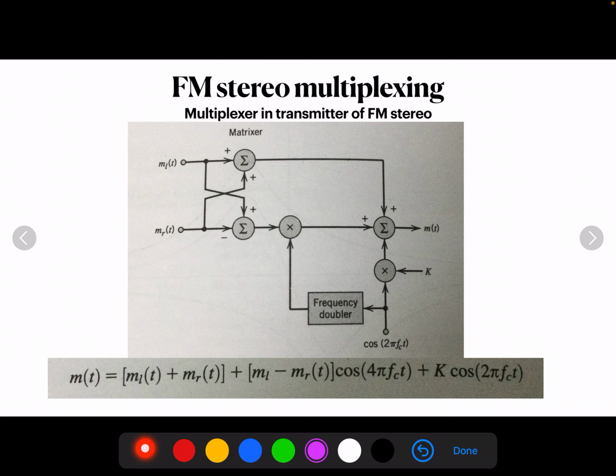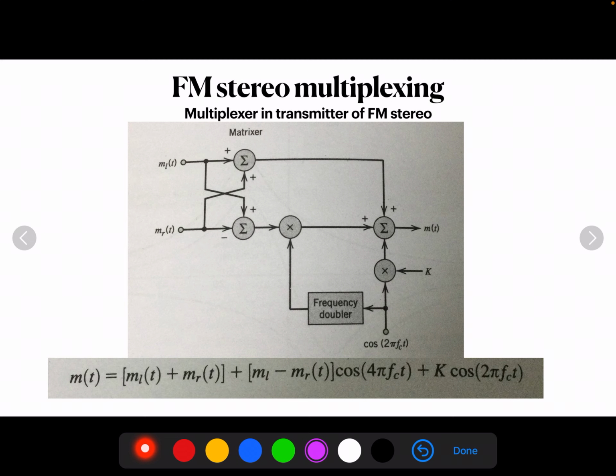Next is FM stereo multiplexing. FM stereo multiplexing is basically used for stereo transmission.